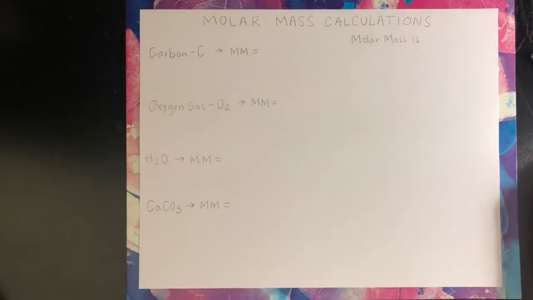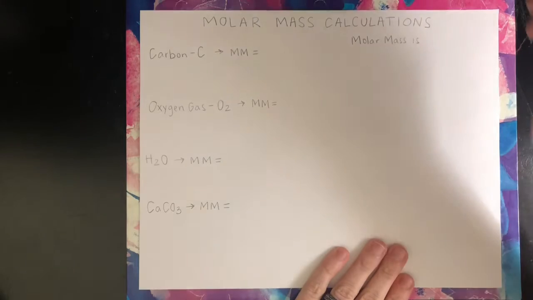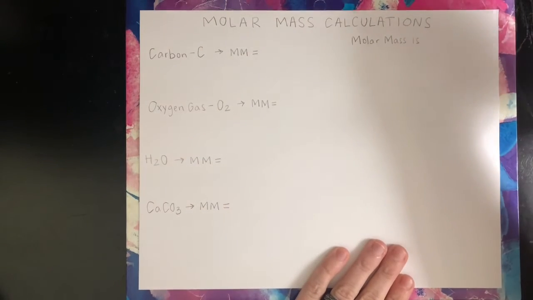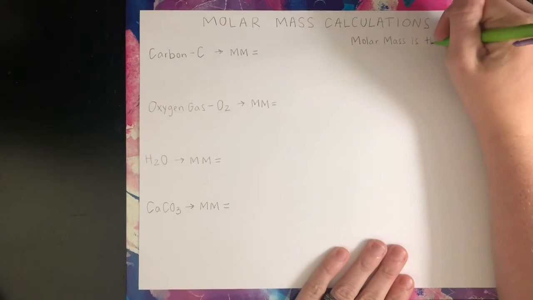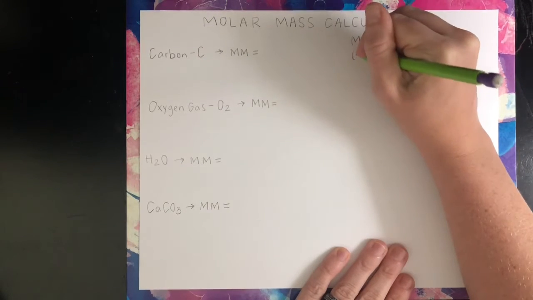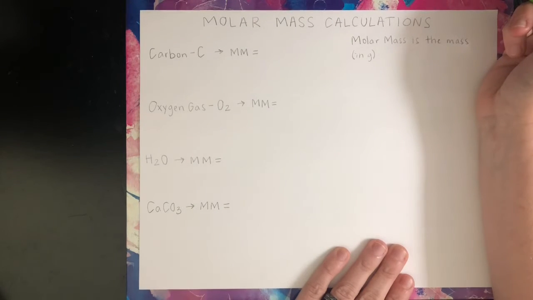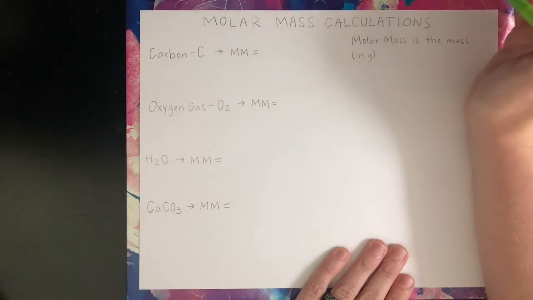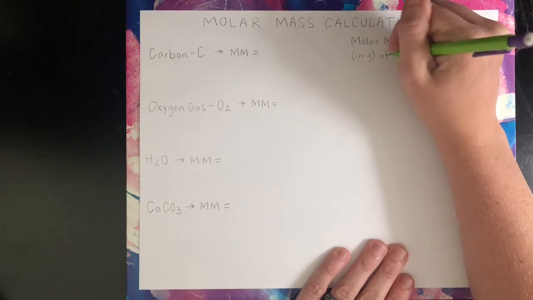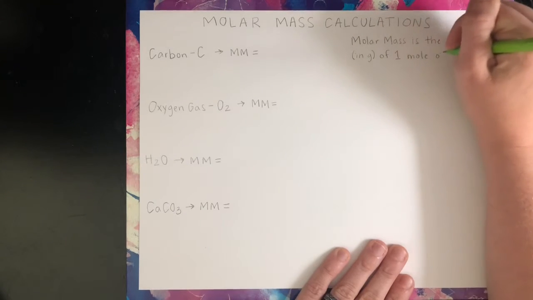Let's talk about molar mass. So before we do any calculations, we're going to define it. Molar mass is the mass, typically in grams, but of course we could use kilograms or a different unit. Whenever we talk about molar mass, it's always going to be in grams. So it's the mass of 1 mole of a substance.